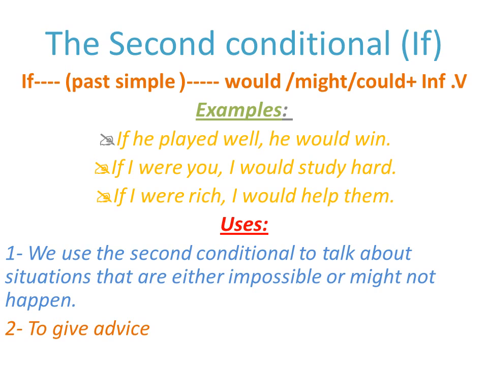Notice in number 2 and number 3 we use were with I. You can use were in the second conditional with all pronouns, with he or she or it or I or we or you or they. So again, I repeat, we can use the second conditional to talk about situations that are either impossible or might not happen, or to give advice.